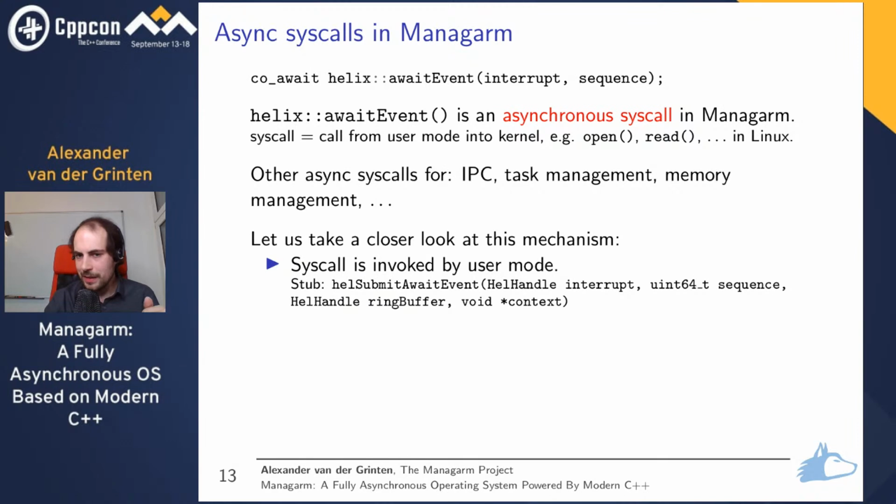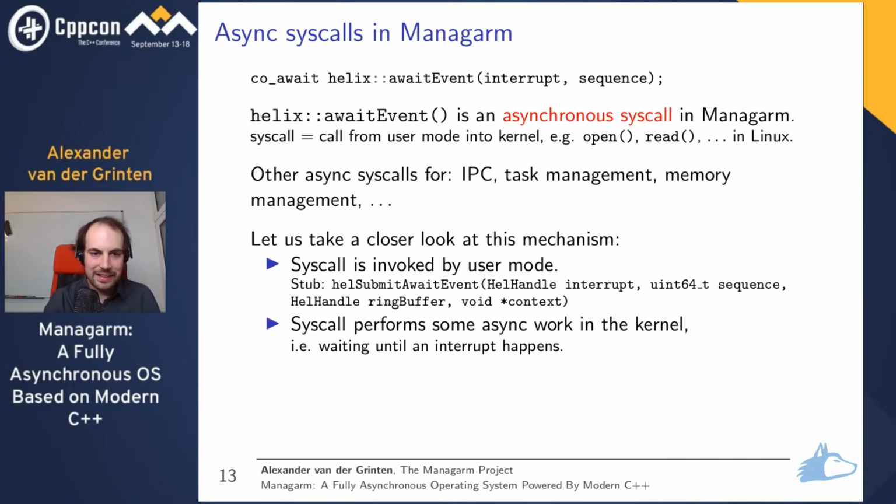It takes a handle to the interrupt as input. It takes a sequence, that's just the sequence from the await event call. And it also takes a ring buffer. We'll get into that later, and a context pointer, which is just an opaque value for the kernel. The kernel doesn't look at this at all. It just passes it through the stack and through the syscall mechanism, and we'll see how it's used later.